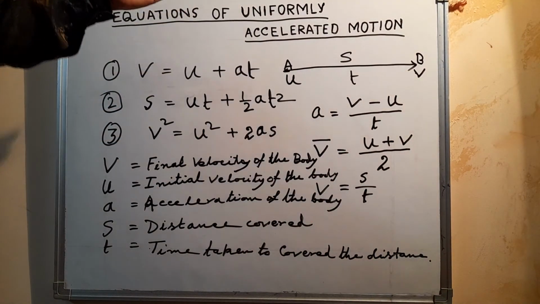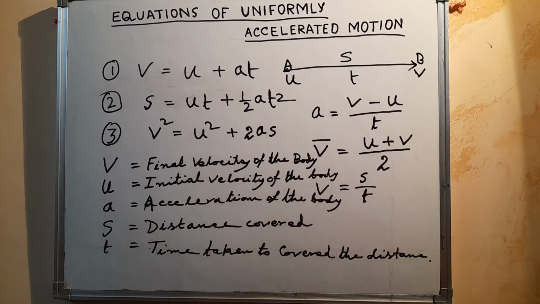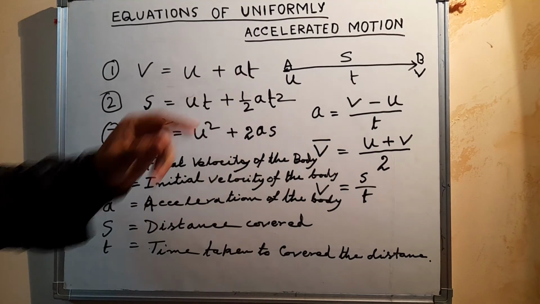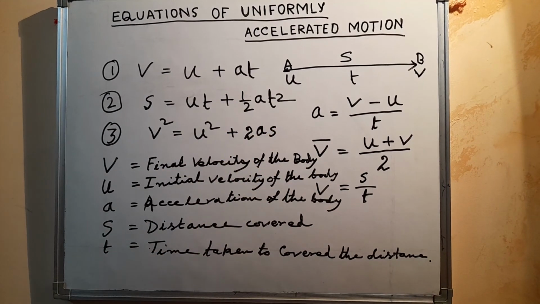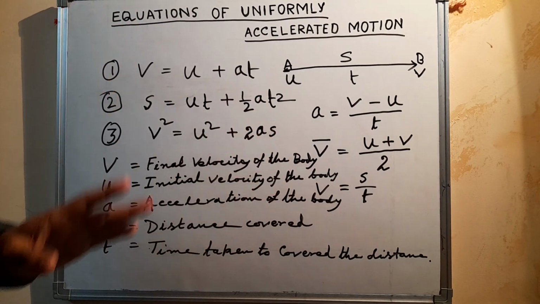These are the equations of uniformly accelerated motion: v equal to u plus at, s equal to ut plus half of at square, and v square equal to u square plus twice as.